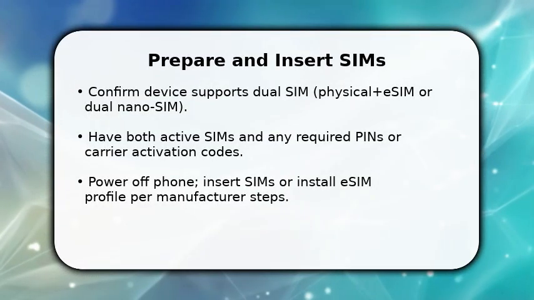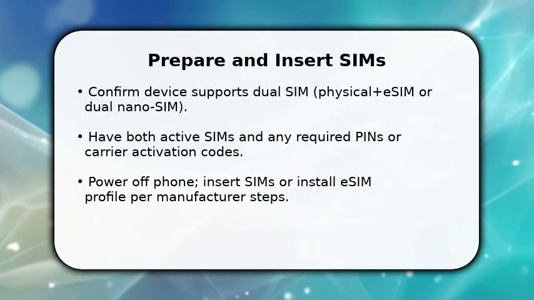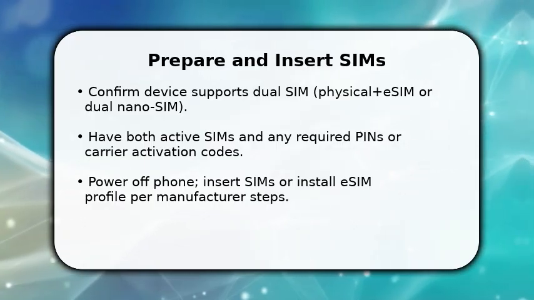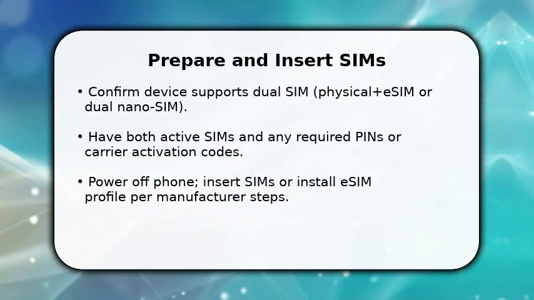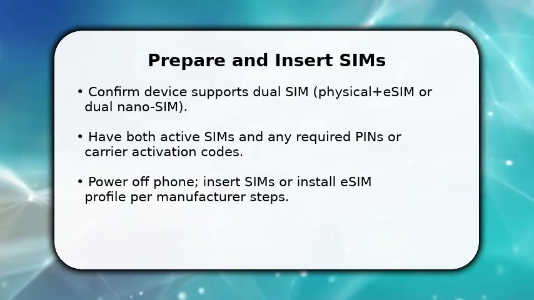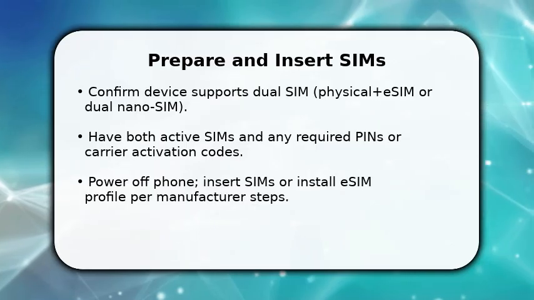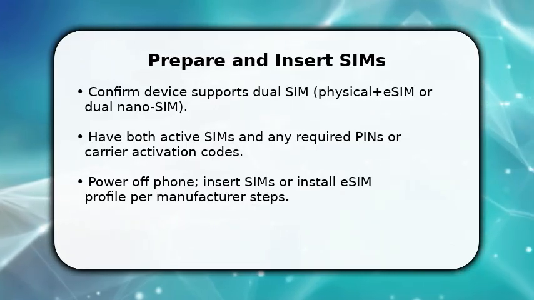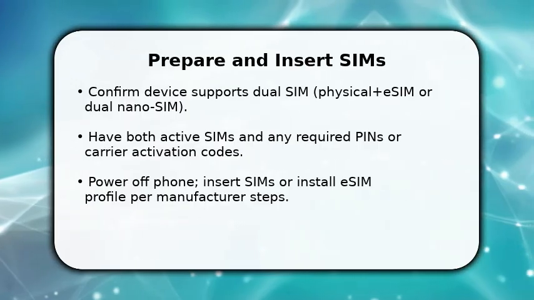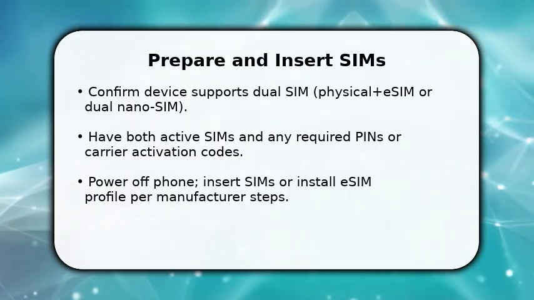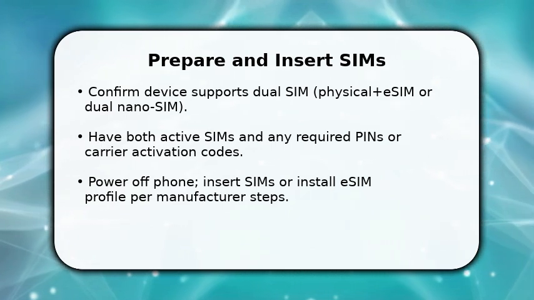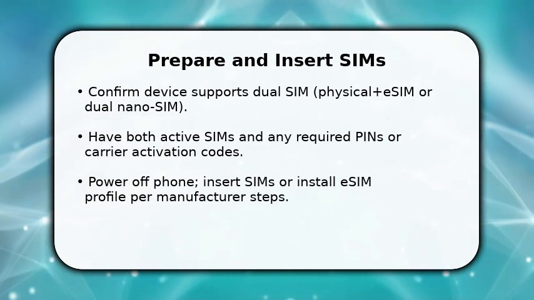You begin by confirming compatibility and having both active SIMs ready. This prevents mid-setup surprises. Once done, power off the phone to avoid hardware conflicts, then insert the physical SIMs into the correct trays or install the eSIM profile through settings. Make sure you note which slot is slot 1 and slot 2 so you can assign defaults later. You do this now because accurate physical placement and activation speed up the network negotiation that follows.